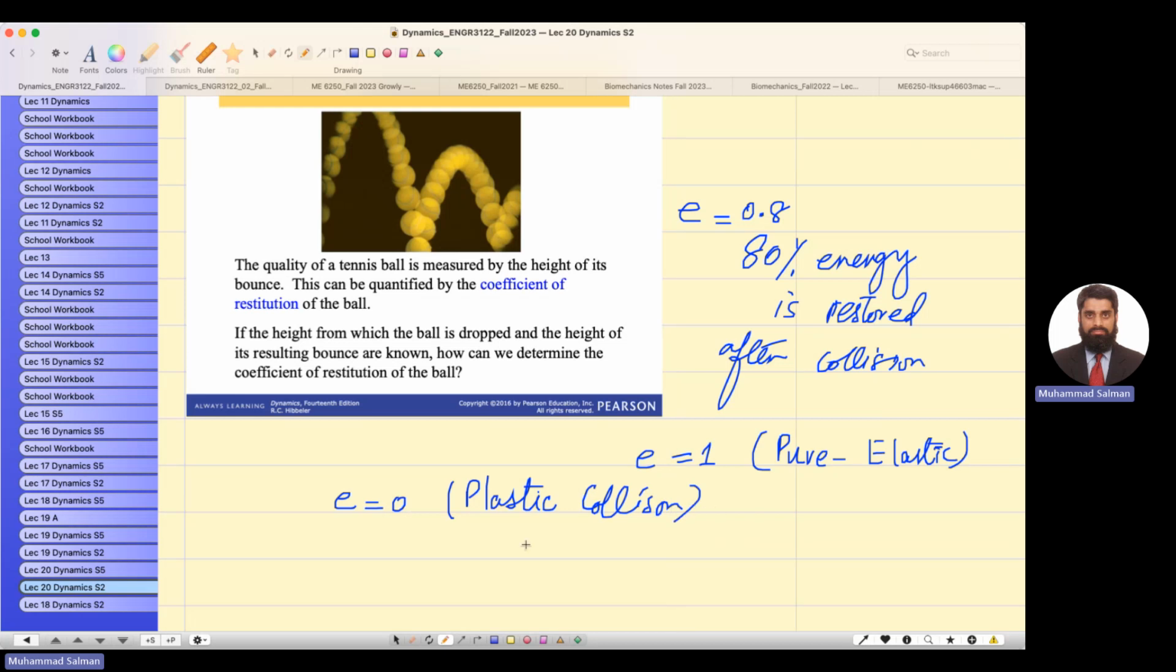And what it means there: no separation after collision. No separation after collision. Inelastic, or pure plastic.